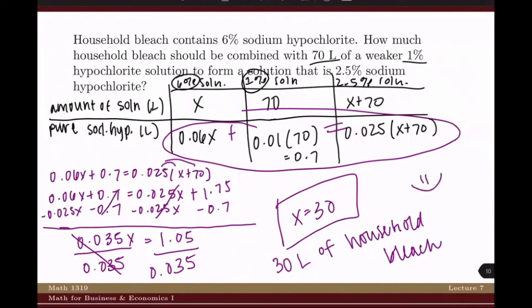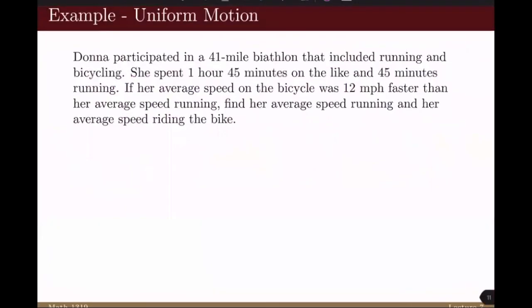All right, moving on. The last type of applied problem you could see that kind of flows with this table strategy we've been working on is going to be uniform motion. So we'll go ahead and go through this. Donna participated in a 41-mile biathlon that included running and bicycling. She spent 1 hour and 45 minutes on the bike and 45 minutes running. If her average speed on the bicycle was 12 miles per hour faster than her average speed running, find her average speed running and her average speed riding the bike.